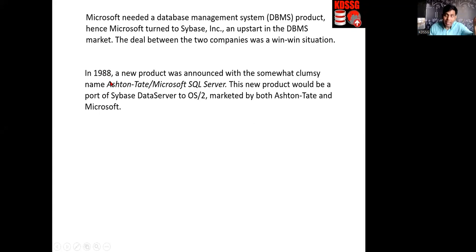So in 1970, RDBMS was announced in the market. Meaning after 18 years, these guys have come.